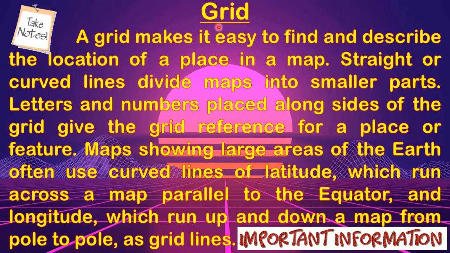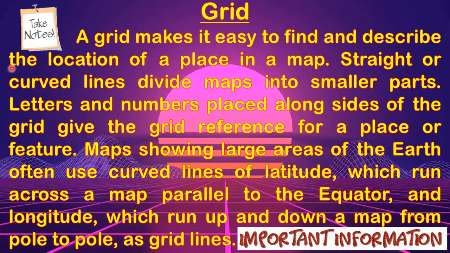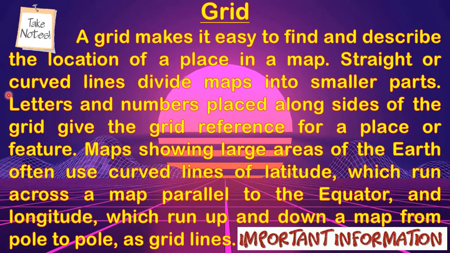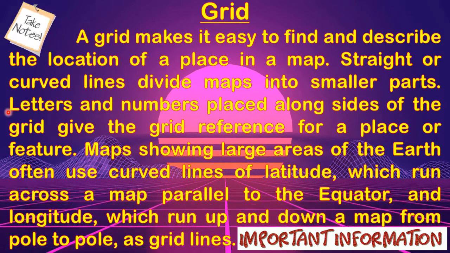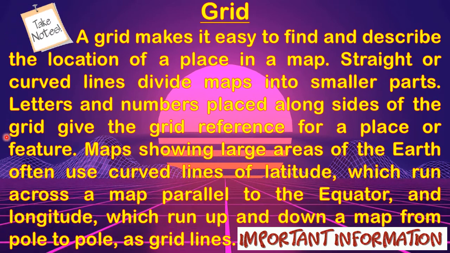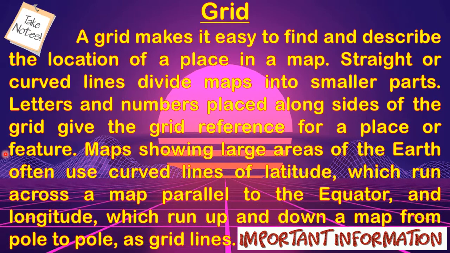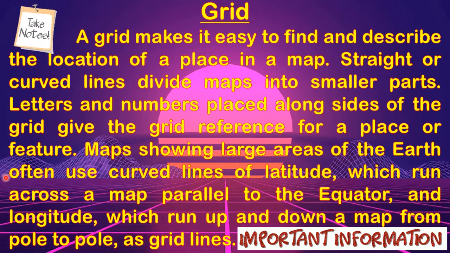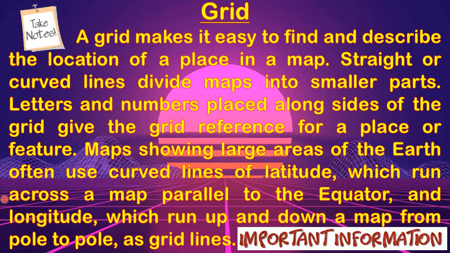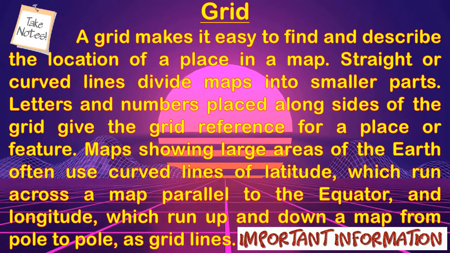So let us read about grid. A grid makes it easy to find and describe the location of a place in a map. Straight or curved lines divide maps into smaller parts. Letters and numbers placed along sides of the grid give the grid reference for a place or feature. Maps showing large areas of the Earth often use curved lines of latitude, which run across a map parallel to the equator, and longitude, which run up and down a map from pole to pole as grid lines.